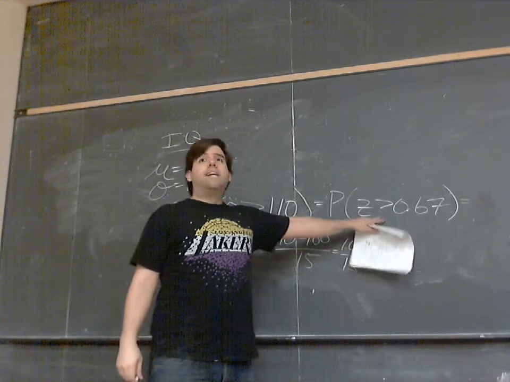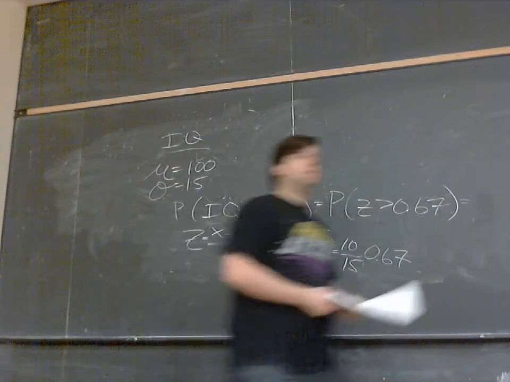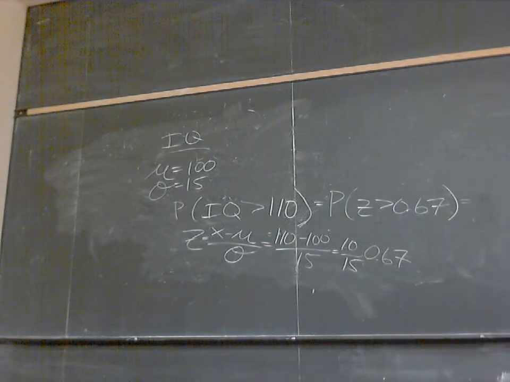It's a greater than, so I have to use the complement rule. Remember, our z table is only written in terms of less thans. So anytime we have a greater than, we have to rewrite the question as 1 minus the probability that z is less than that value. Now we have something we can work with.